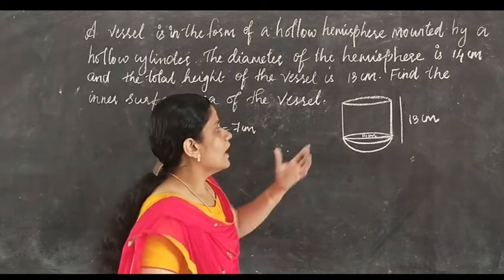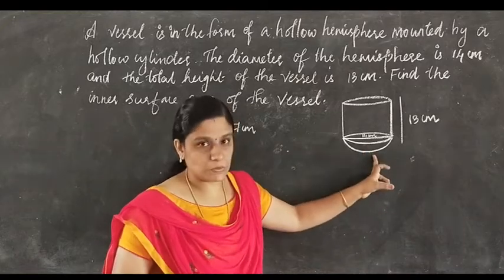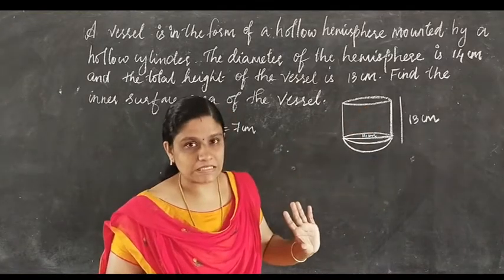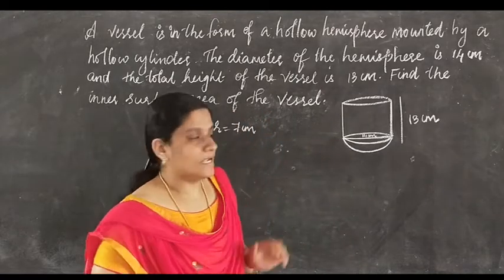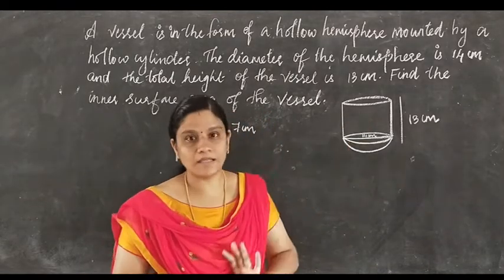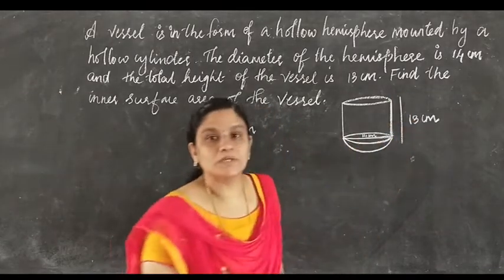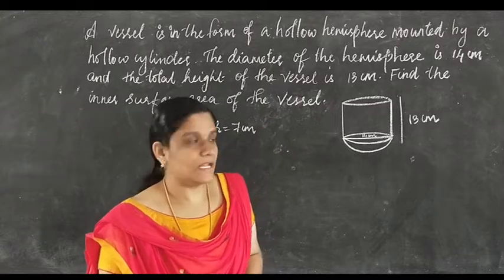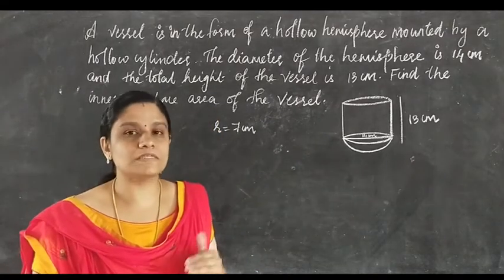Okay. So since it is mounted, we can tell that the radius of the hemisphere is equal to the radius of the cylinder. Both will have the same radius, children. Therefore, both the radii are equal here. Now, the total height of this vessel is equal to 13 centimeter. The question is, find the inner surface area of the vessel.